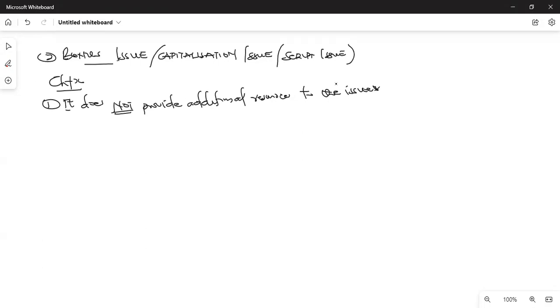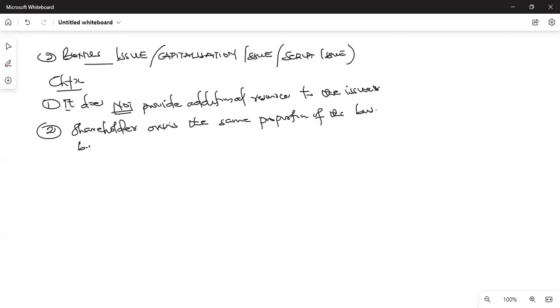The second characteristic you need to know is that when there is a bonus issue, the shareholders own the same proportion of the business before and after the issue. Your position doesn't change. So if you are a shareholder before and after the bonus issue, you will continue to own the same proportion of the business before and after the bonus issue. Probably your shares will increase, but you still have the same proportion.